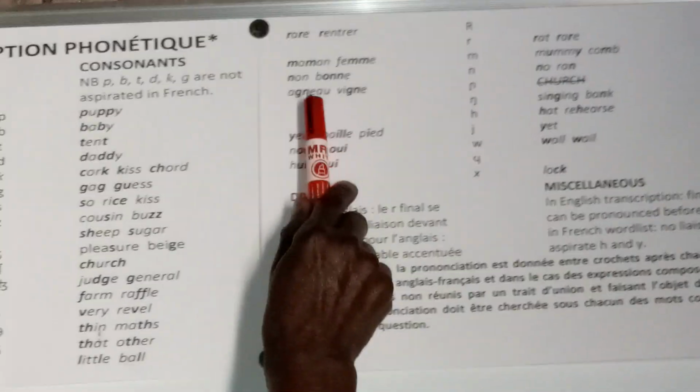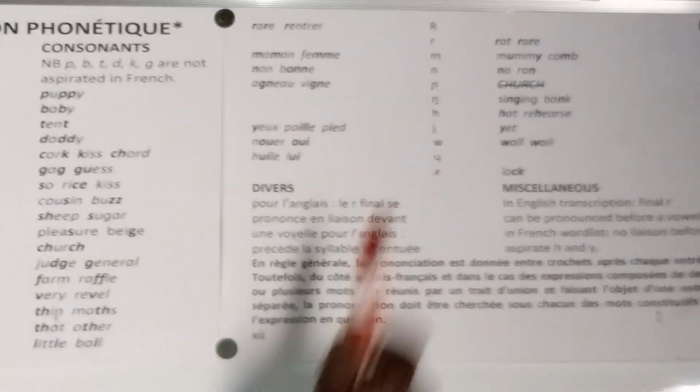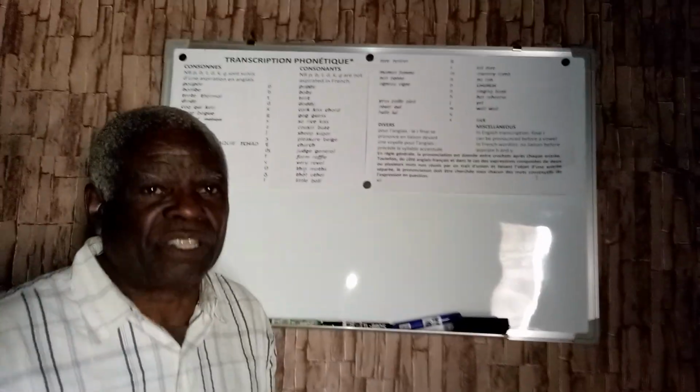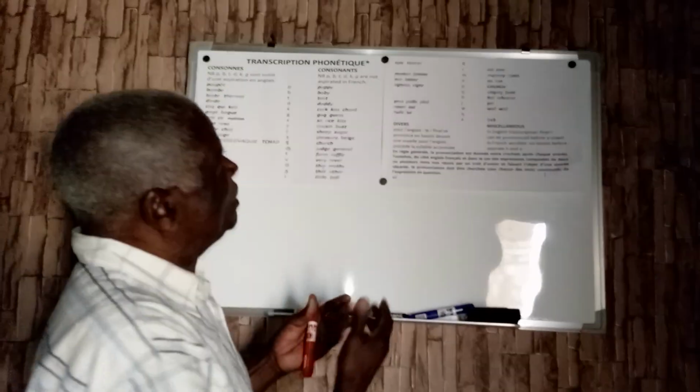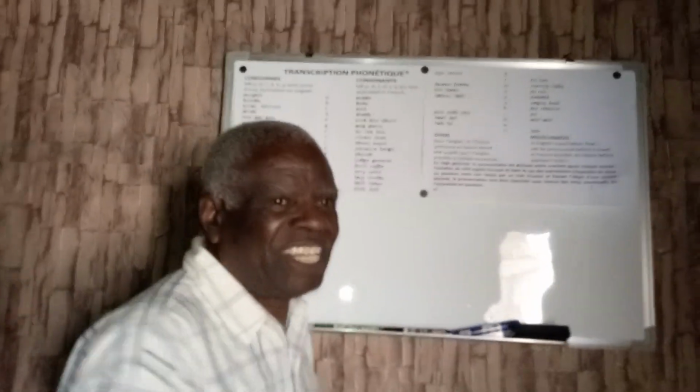This is the sound nye, like you say agneau, vigne. Why put church here? It's a wrong place for church. Church is supposed to be just here, not there. It's another weak point. And so, it is hoped that in their next 13th edition, these misplacements or omissions would be rectified.